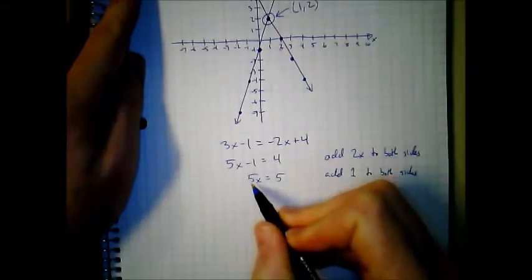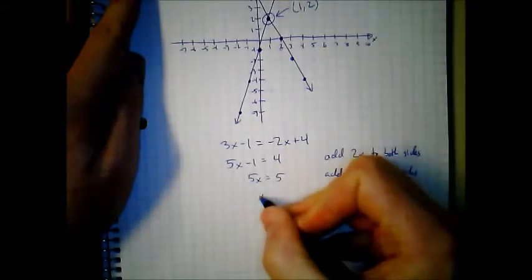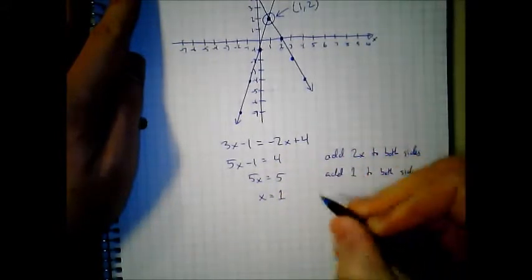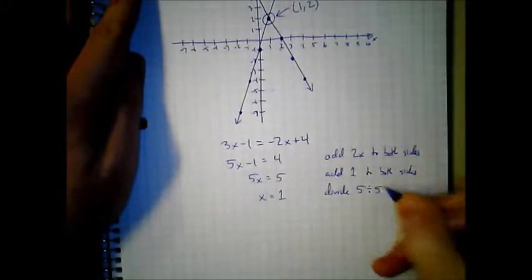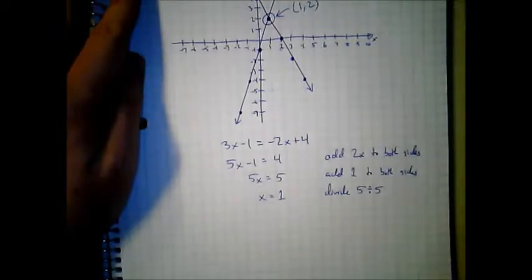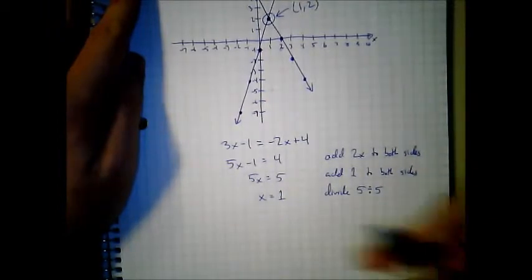Now I just divide. 5x equals 5. I want to know what 1x equals, so I divide 5 by 5. 5 units divided by my 5 x's. So x equals 1. Okay, that's half the battle.